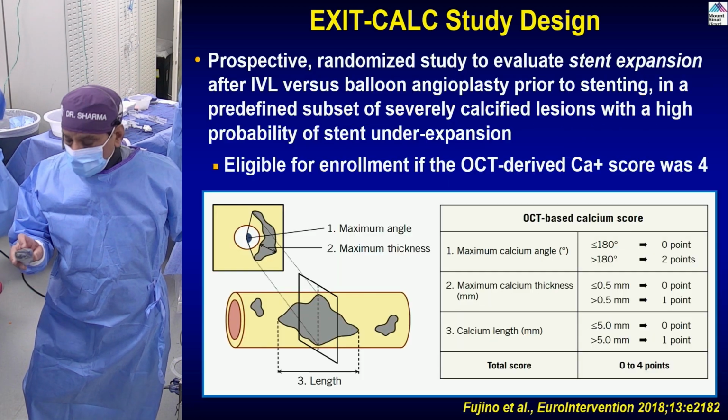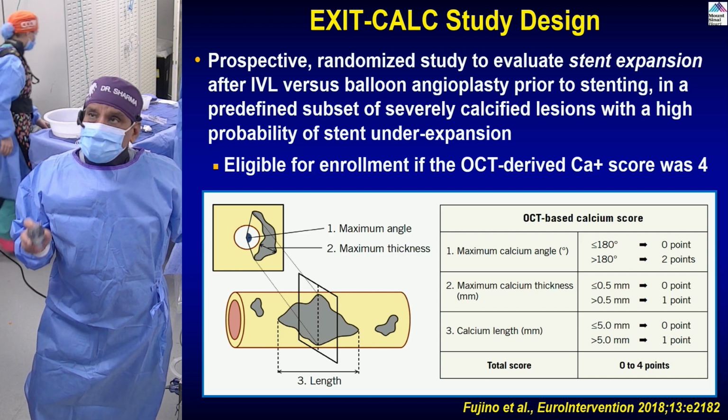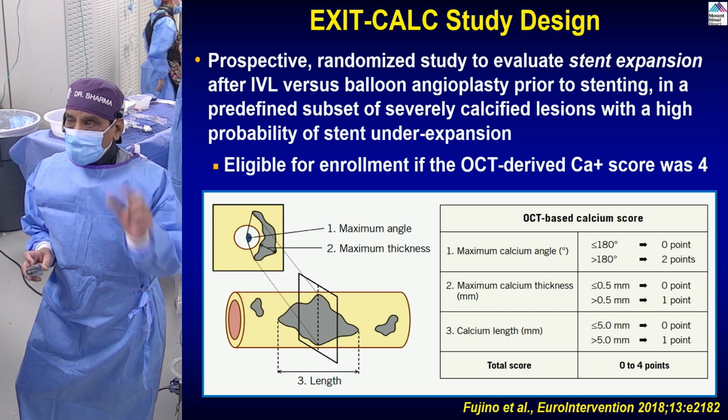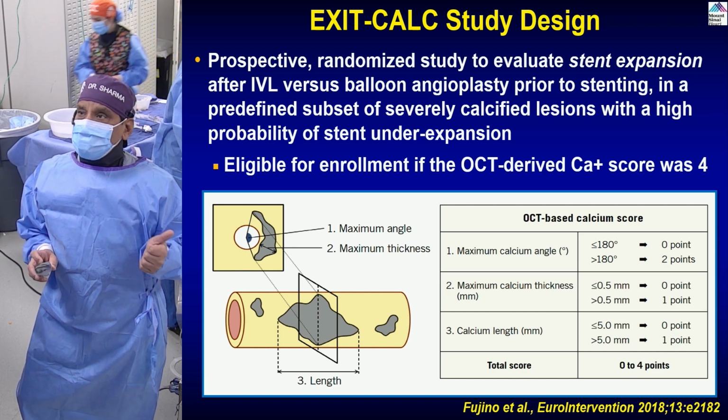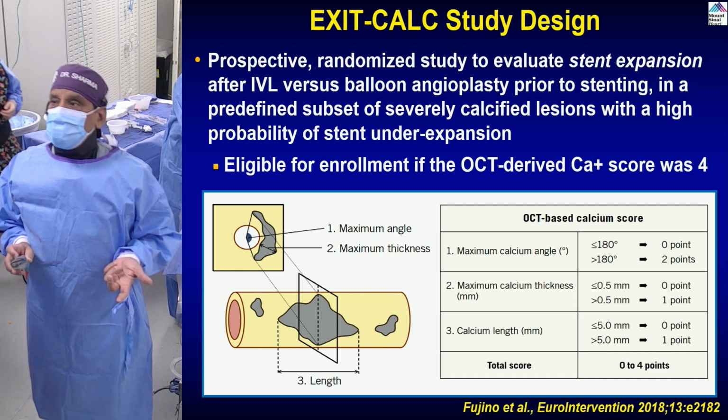Now, second was this trial called the EXIT-CALC study in patients with severely calcified lesions. So they identified based on the OCT first, had to have a score of 4 based on the maximum calcium angle of 180, calcium thickness of more than 0.5, length of more than 5 millimeter.